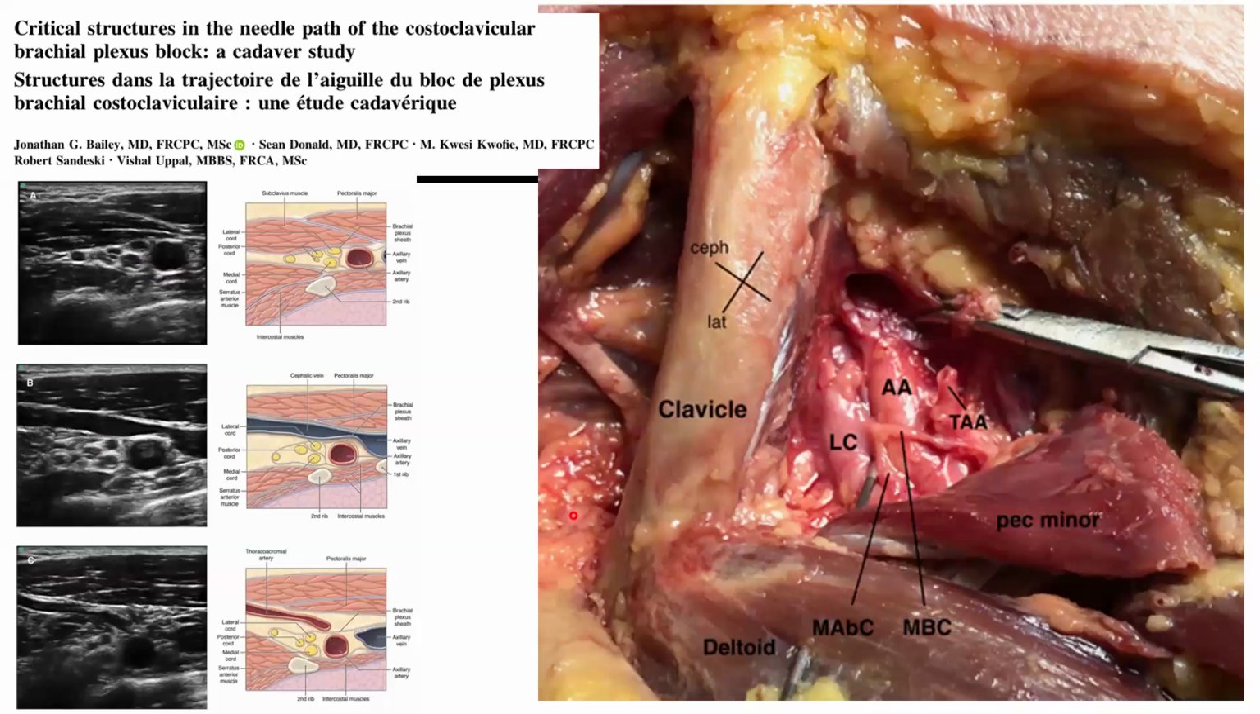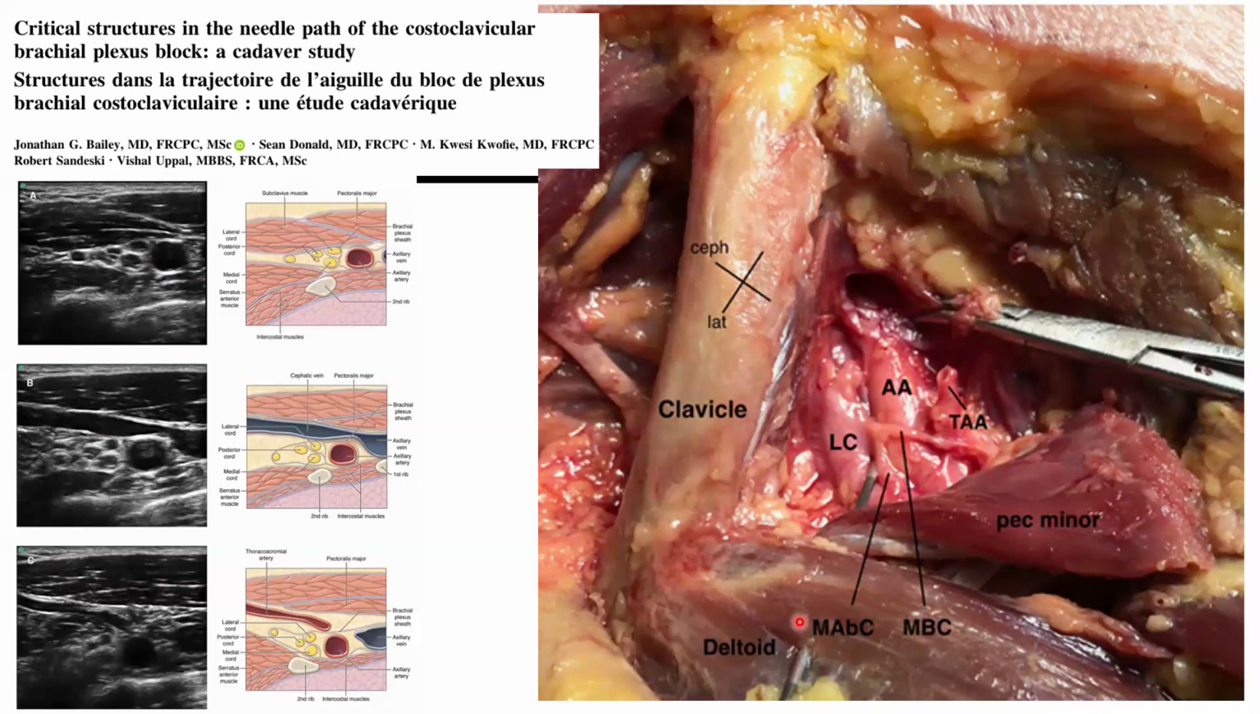Now, when you needle, what are the critical structures that come in your way? This particular cadaveric study demonstrated that there are a couple of structures that come in your way. The first is the medial antebrachial cutaneous. The second is the medial brachial cutaneous. The third is the lateral pectoral nerve, which they have mentioned in the literature. And the fourth is some abnormal vessels that might come in your way. So these have to be looked into.